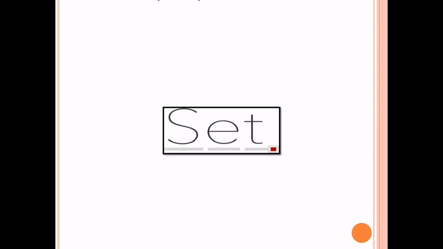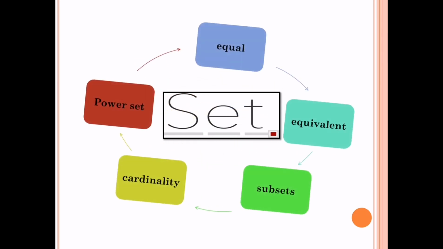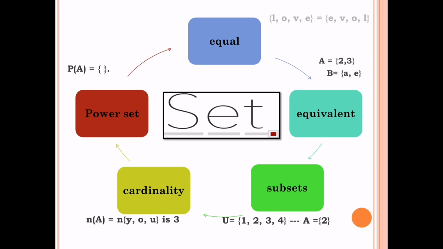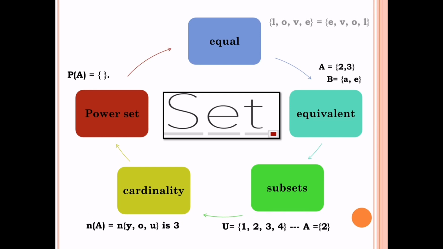Now let us have the other five terms. First is equal sets. When two or more sets have the same number of elements as well as the same elements themselves, we call them equal sets. However, if two or more sets only have the same number of elements, we call them equivalent sets. In short, all equal sets are equivalent sets, but not all equivalent sets are equal sets.